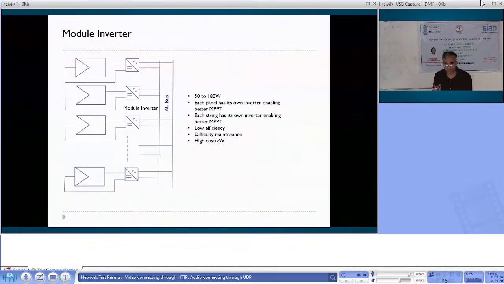It may take some time. If the iteration step size is larger, then you can track very fast. If it is small, then it will take somewhat longer to track. So there are fast tracking and slow tracking algorithms.